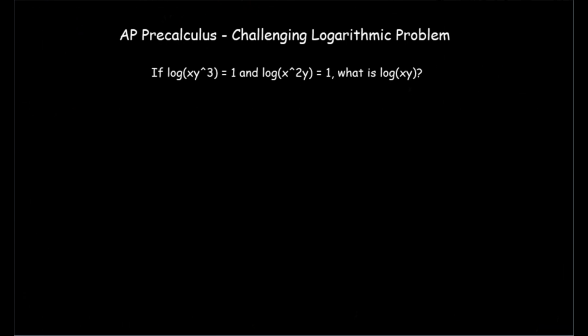It's basically saying, if log of x times y cubed equals 1 and log of x squared times y equals 1, what is log of xy? I know it looks like the 3 and the 2 are not exponents. They are. It's just I couldn't type it in here.